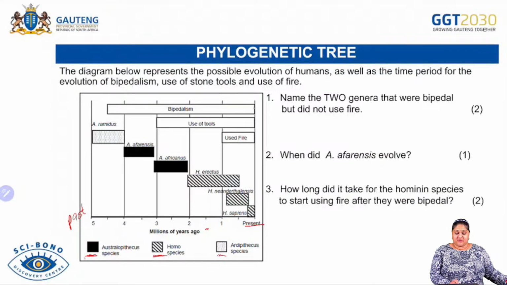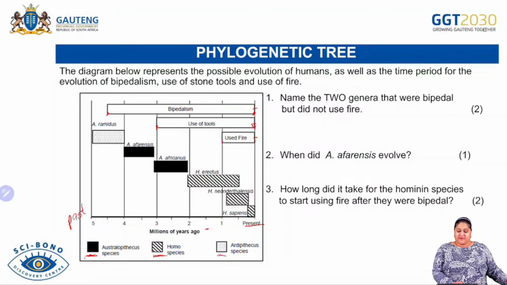Sorry, here at the top, they're showing us bipedalism, use of tools, and use of fire. What this is showing us is that bipedalism applies to anything that falls under this umbrella, between this point and this point. Everything that falls between this point and this point would apply to the use of tools. And anything between this point and this point would fall under the use of fire. So that's how we read this off.